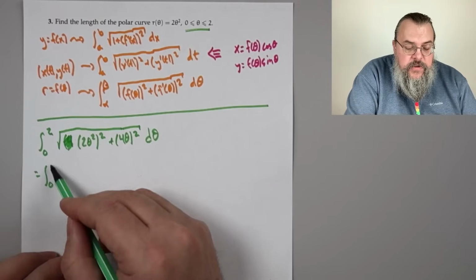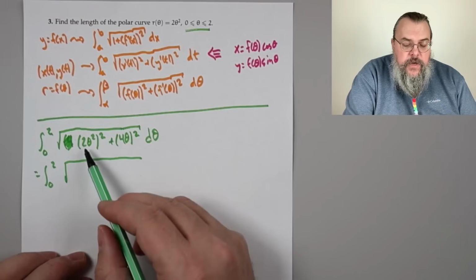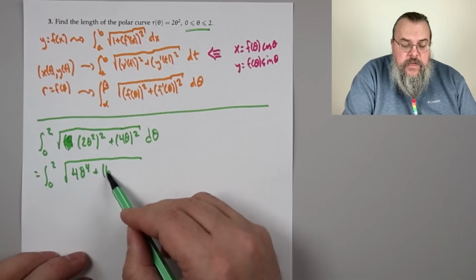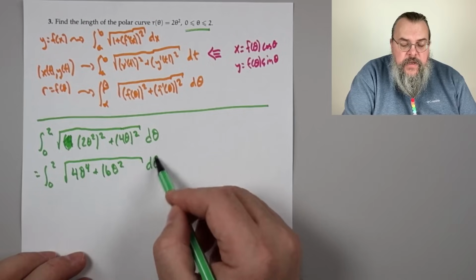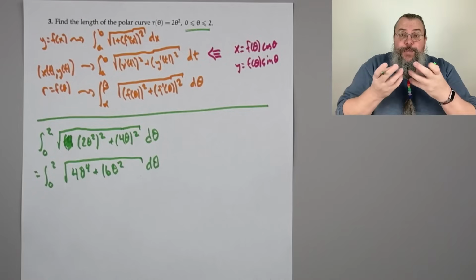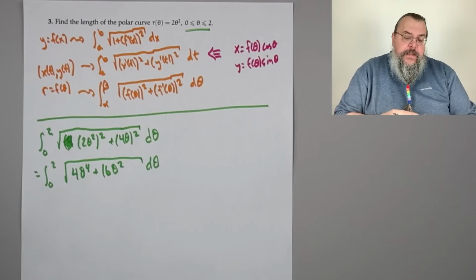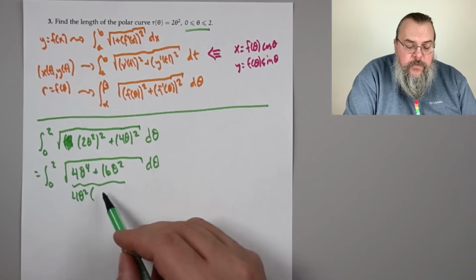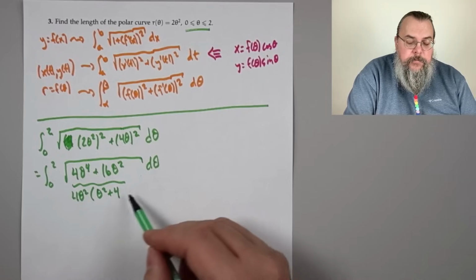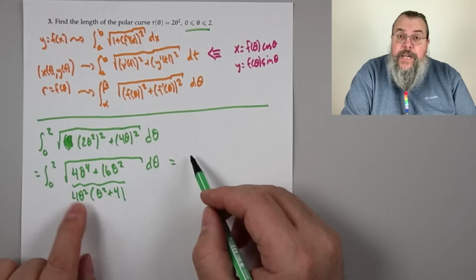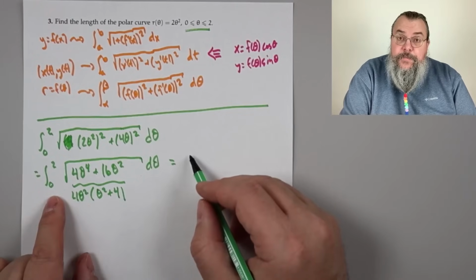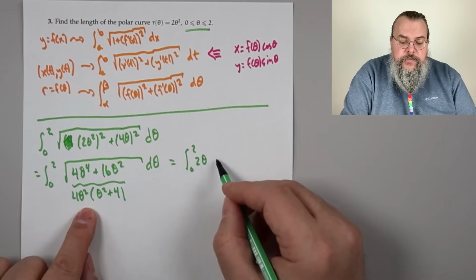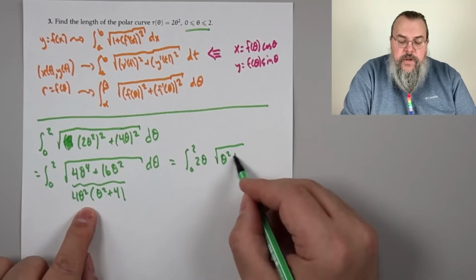Okay, so that's the integral 0 to 2 of the square root. Well, we have 4 theta to the 4th plus 16 theta squared. All right, what can we do? Well, we can pull stuff out. Notice that we can factor 4 theta squared out. So 4 theta squared times theta squared plus 4. And if we do that, we can take the square root of 4 theta squared. Because theta is greater than or equal to 0, we don't end up with absolute values, which is good. So 2 theta square root of theta squared plus 4.